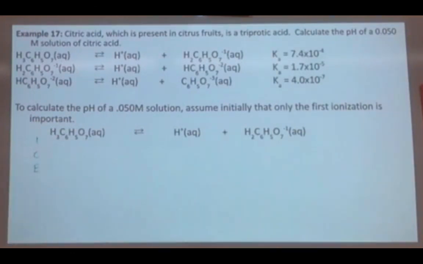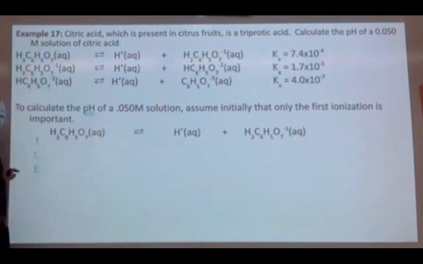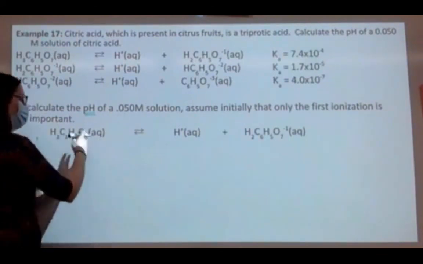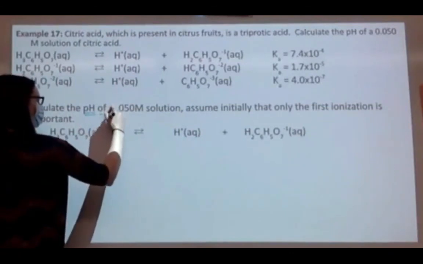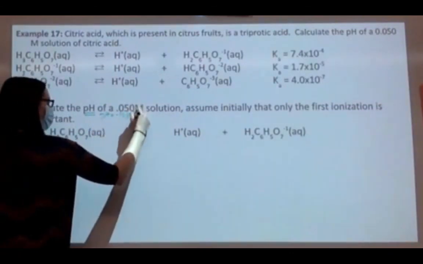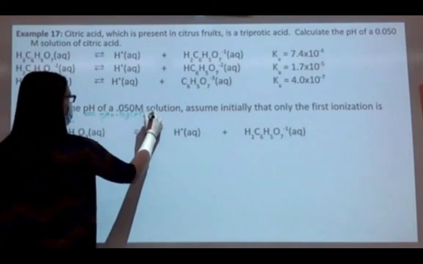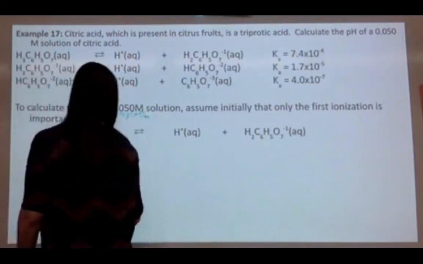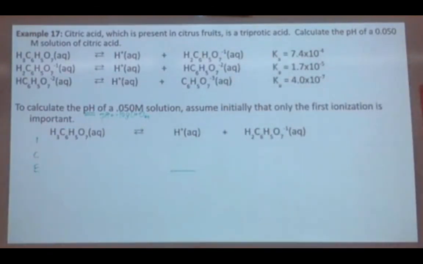So our goal is to calculate the pH of this weak acid. Because it's an acid, I look at the equation, and I remember that pH is negative log of the concentration of H plus. But the pH uses H plus at equilibrium. So I actually need to solve for this spot in the ice table.